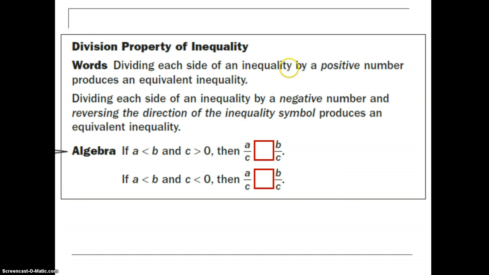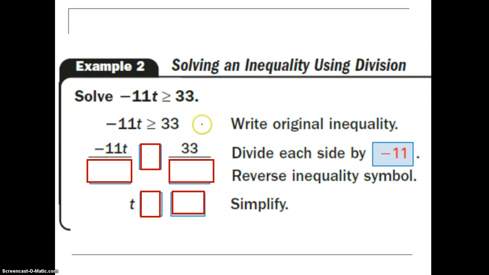Division property of inequality is very similar: when you divide each side by a positive number, it produces an equivalent inequality. But when you divide each side by a negative number, you have to reverse the direction of the inequality symbol to produce an equivalent inequality. Let's look at an example of this one. Remember, think of it as a one-step problem and just add in the inequality symbol at the end.